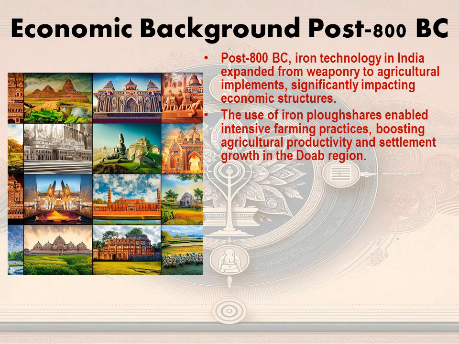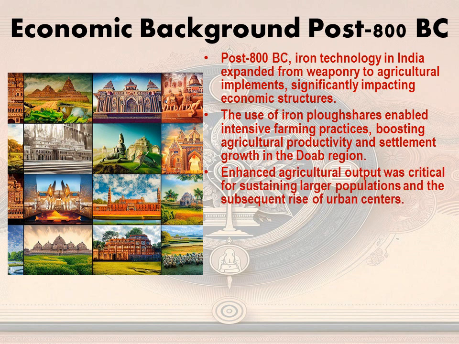The use of iron plowshares enabled intensive farming practices, boosting agricultural productivity and settlement growth in the Doab region. So when iron plowshares, iron axes and iron agricultural implements came into being, we find that there is a boost in agricultural productivity, and thus the settlement growth in the Doab region became very prominent.